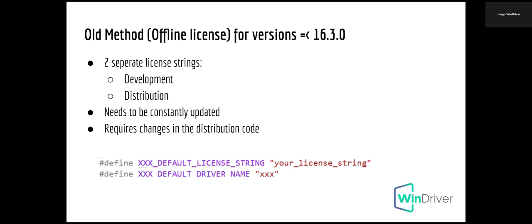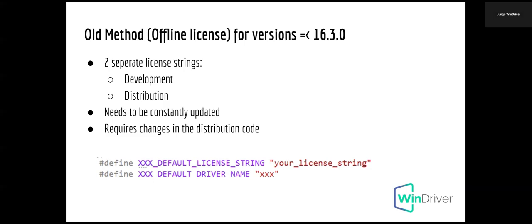Even if you are not upgrading, if you have only one string, when creating the distribution package, you had to rename the driver name in the code right here in the default driver name, and add the license string of the distribution license, because this one is not bound to a particular PC. So if you already used WinDriver, this should be totally clear, and this is the old method, which, if we compare it to the new method, has more steps.